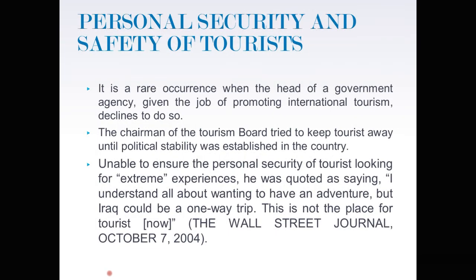So, personal security and safety of tourists. It says here that, unable to ensure the personal security of tourists looking for extreme experience, he was quoted as saying, "I understand all about wanting to have an adventure, but Iraq could be a one-way trip. This is not the place for tourists now." So that is according to the Wall Street Journal, published last October 7, 2004.